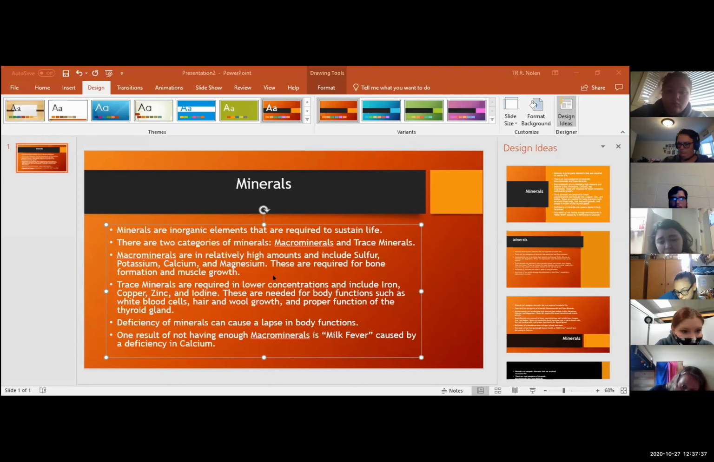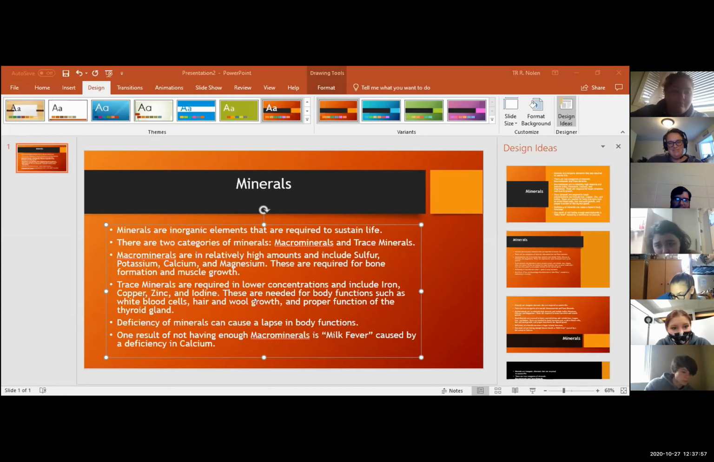And then trace minerals are in lower concentrations. And they include iron, copper, zinc, and iodine. And they're needed for producing white blood cells, hair and wool growth, and iodine helps the thyroid gland function properly. And a deficiency of minerals can cause lapse in body functions. And one example of this is milk fever, which is caused by a deficiency in calcium.